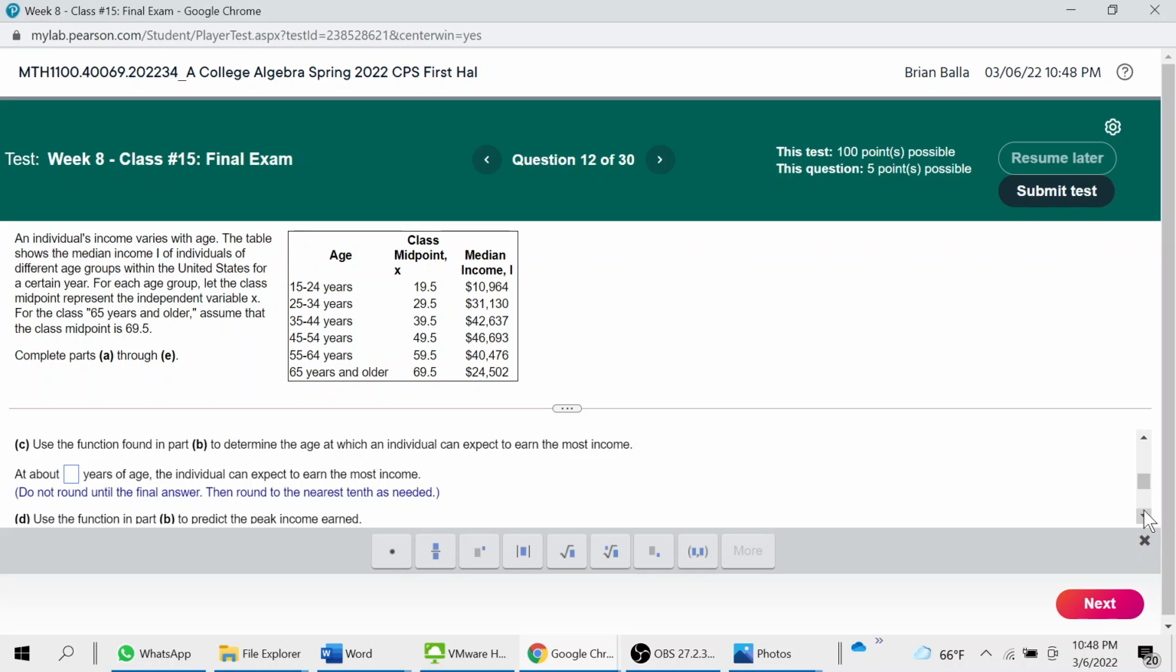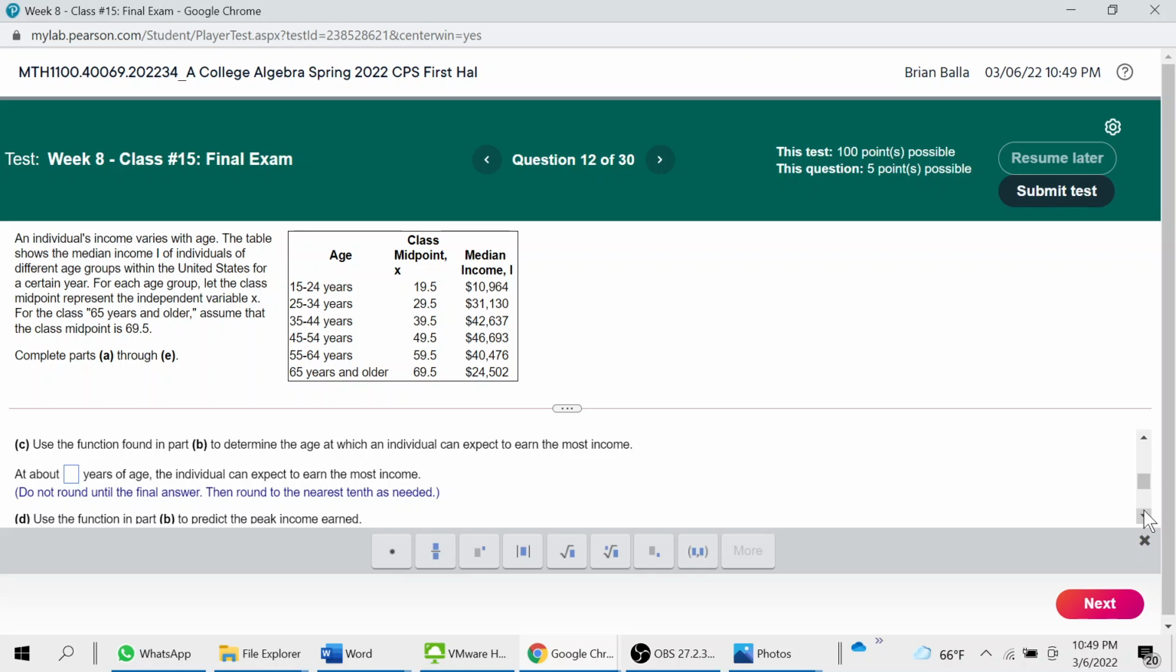During the age where individuals can expect to earn the most income, I'm going to determine the maximum. So I'm going to set my parameters: 0, 100. Y from 0 to let's say 80,000, or actually let's make it 100,000. For Y max, Y scale, let's make it 10,000. Actually, I'll make it 5,000. You all can't see what I'm doing right now.